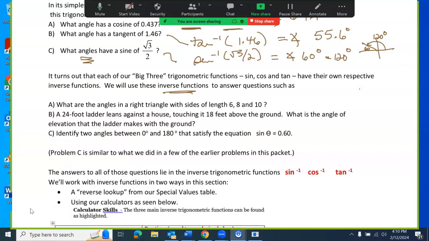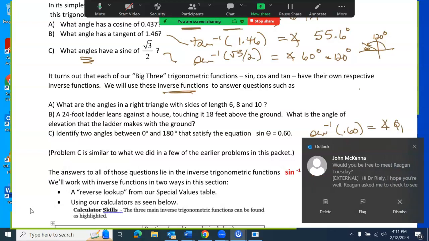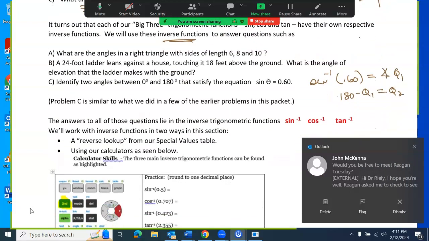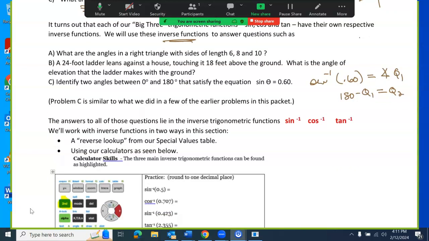Identify two angles between 0 and 180 that satisfy the equation sine theta is 0.6. Well, I'm just going to say, okay, sine to the -1 of that value is going to give me an angle in quadrant 1. 180 minus that angle in quadrant 1 will give me the other angle in quadrant 2. Okay, so this is what we're working on now. The answers to all those questions lie in the inverse trig functions.